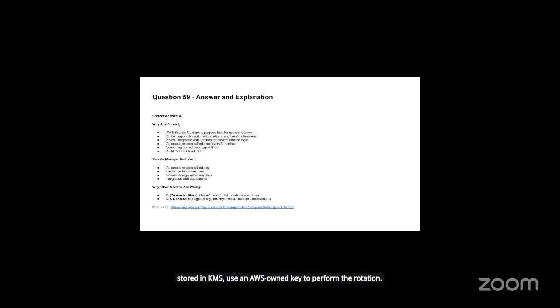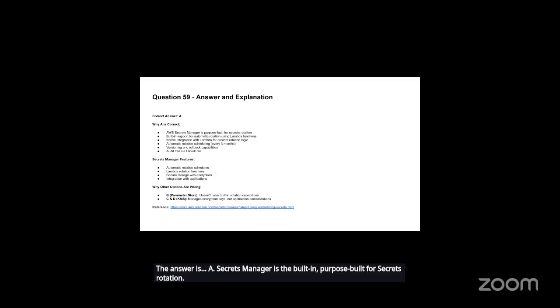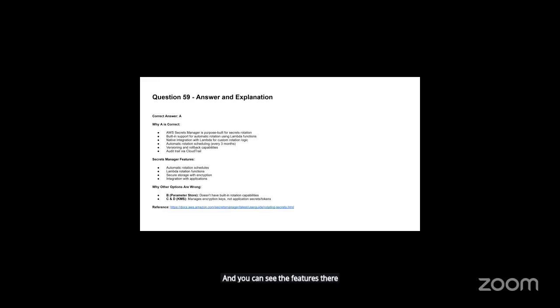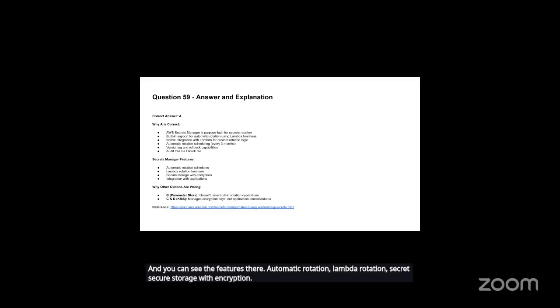The answer is A. Secrets Manager is built-in, purpose-built for secrets rotation. Built-in support for automatic rotation using Lambda, integration with Lambda for custom rotation logic. It's automatic rotation scheduling for every 3 months. There's versioning and rollback capabilities, and there's an audit trail with CloudTrail. And you can see the features there: automatic rotation, Lambda rotation, secure storage with encryption, and integration with other applications.